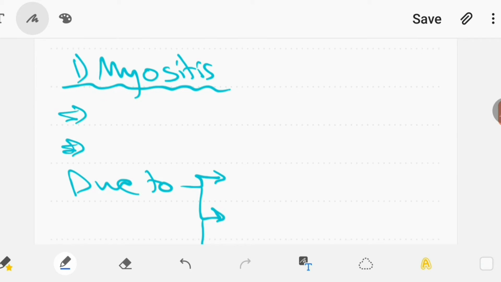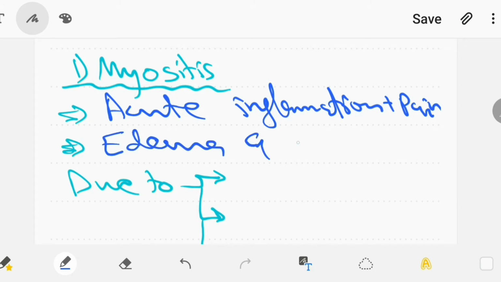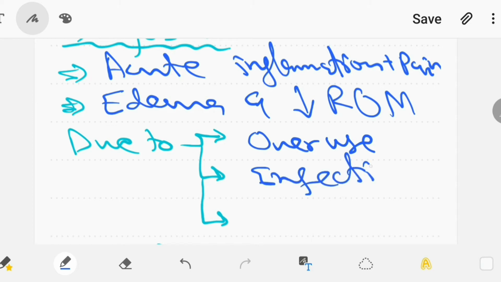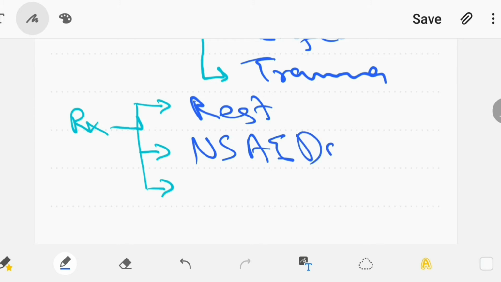First of all, it's myositis, which clinically presents as acute inflammation and pain, edema and decreased ROM. Myositis can be due to overuse of the muscles, infection, or trauma. So the treatment options for the myositis are: just ask the patient to take rest, use of non-steroidal anti-inflammatory drugs, and antibiotics also can be used as needed.